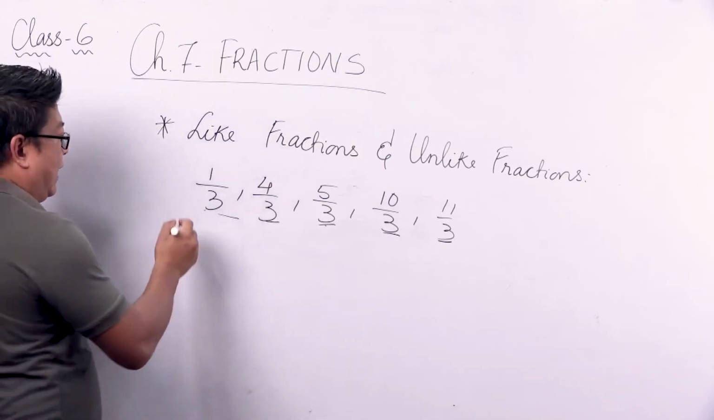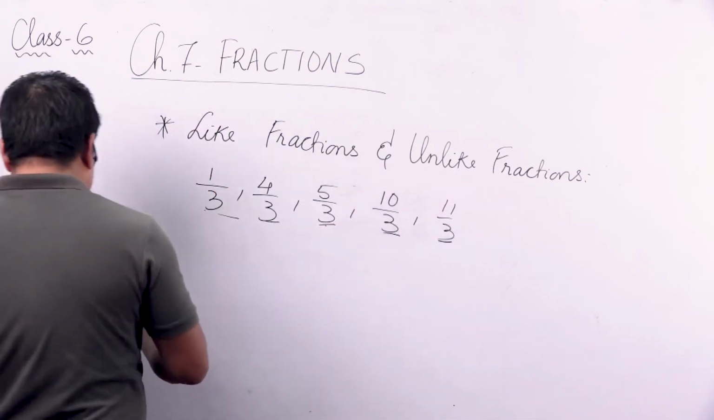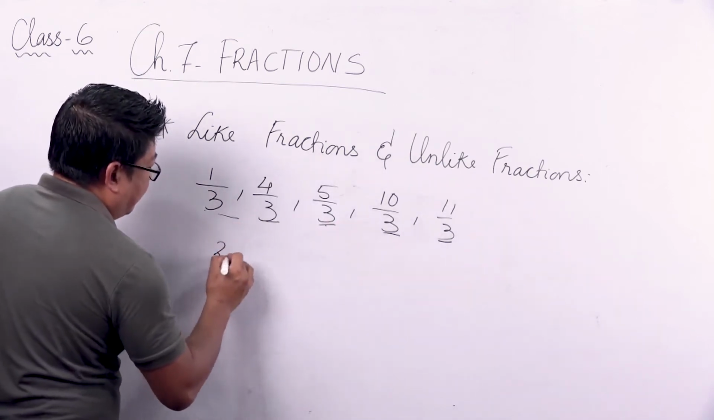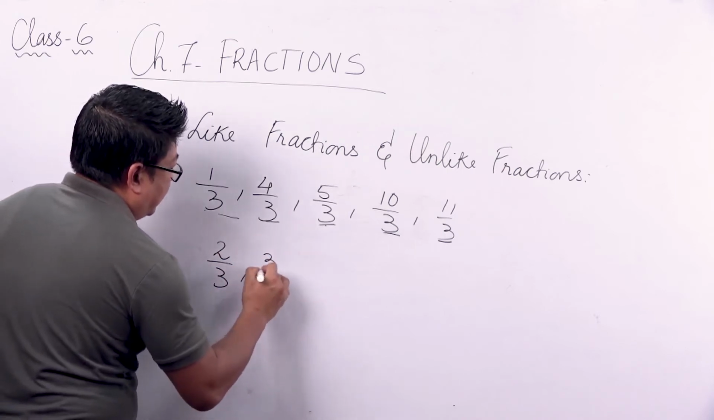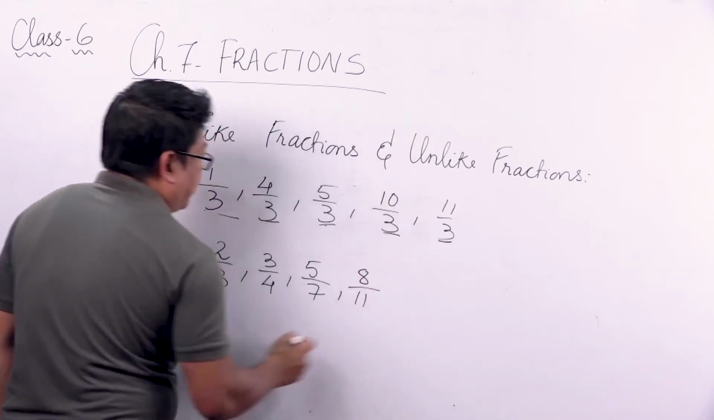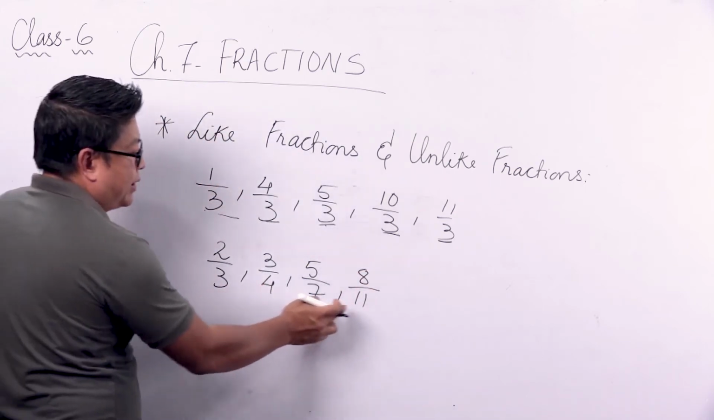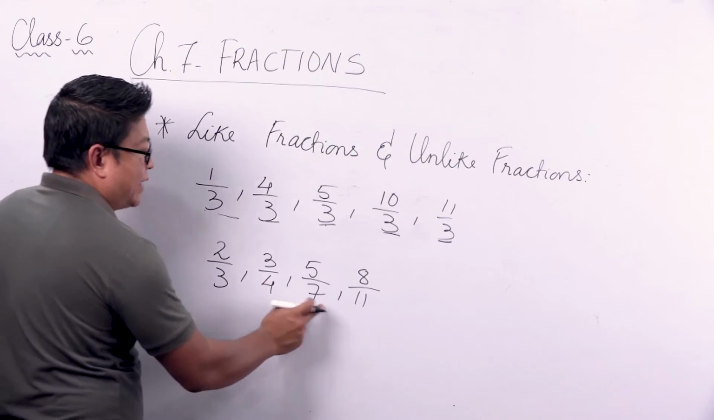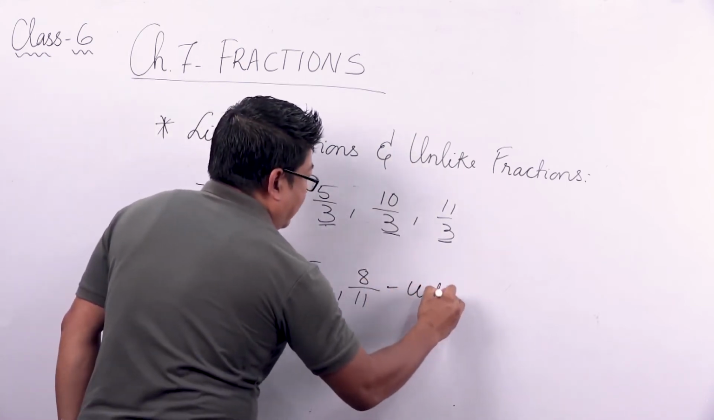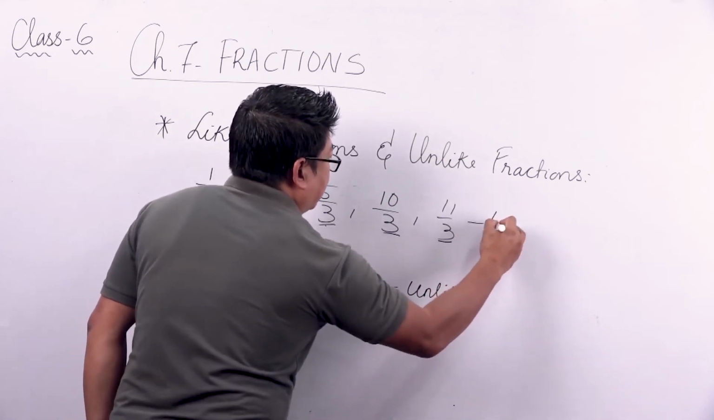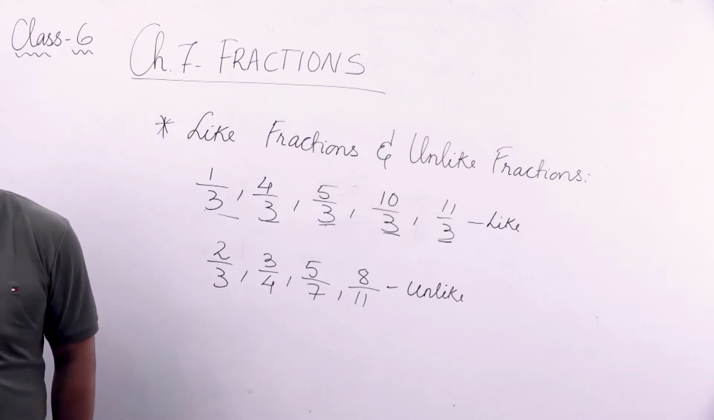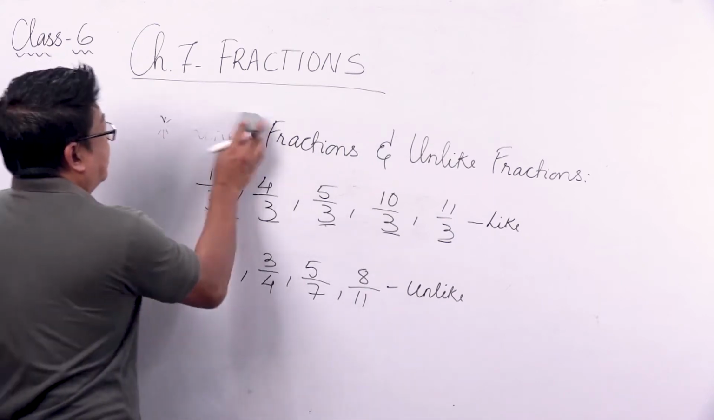And in unlike fractions, all the denominators are different. 3 by 4, we can take any example, 8 by 11 and so on. So all the denominators are different. 3, 4, 7, 11. So they are called unlike fractions, and these are called like fractions. Okay, children? So with this, we will come to the end of this topic.